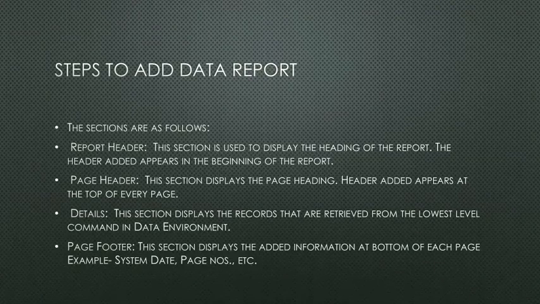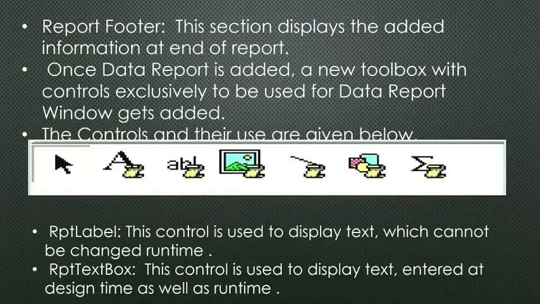And fourth one is page footer. This section displays added information at the bottom of each page, for example system date, page numbers, etc. And the fifth one is report footer. This section displays added information at the end of the report. Once a data report is added, a new toolbox with controls exclusively for the data report window gets added, which contains the RPT label.